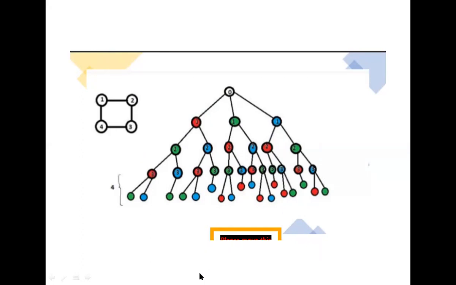Only three colors: red, green, blue. Okay, first I choose red color. Then for the second node, I choose the color green. Then I choose red.